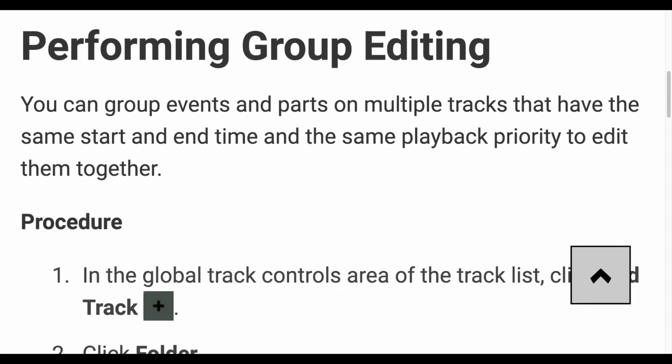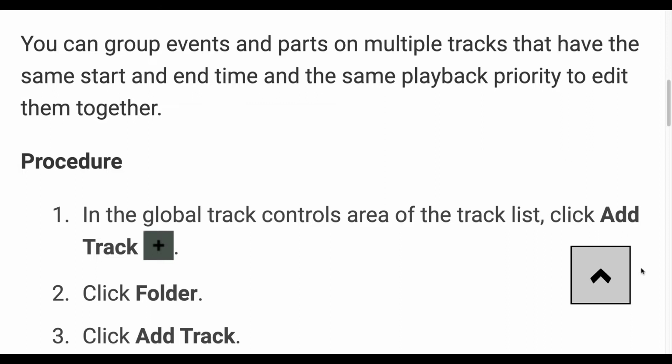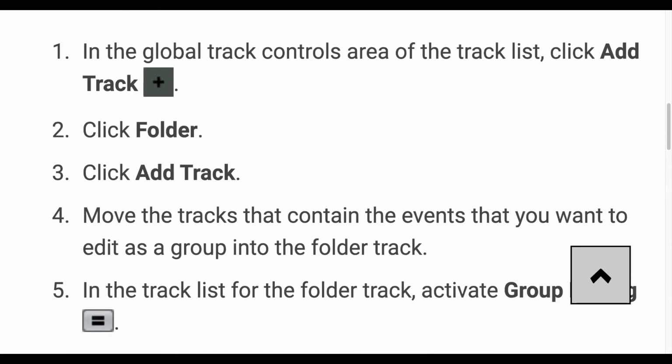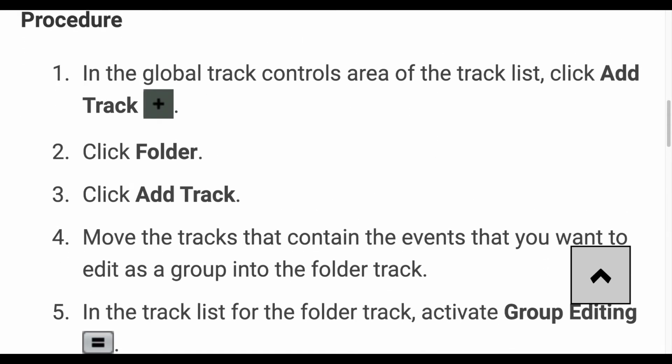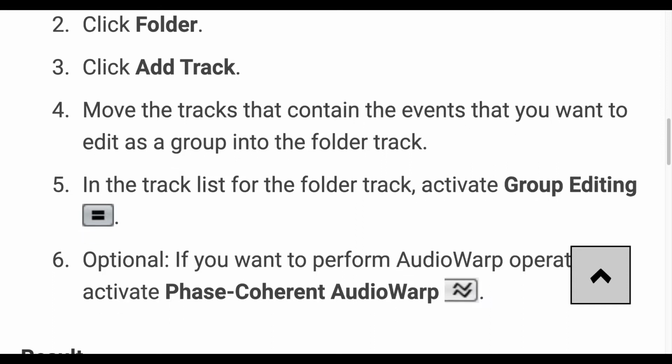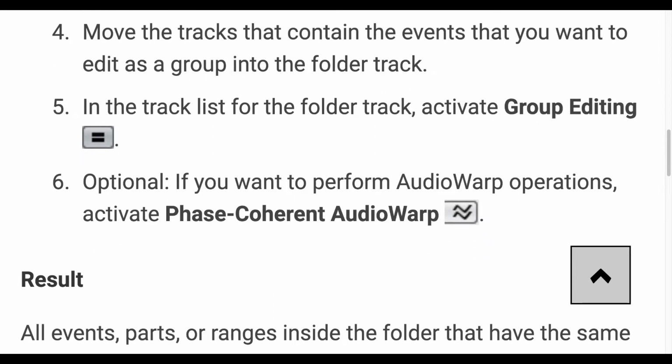Performing group editing. You can group events and parts on multiple tracks that have the same start and end time and the same playback priority to edit them together. Procedure. In the Global Track Controls area of the track list, click Add Track. Click Folder. Click Add Track. Move the tracks that contain the events that you want to edit as a group into the folder track.